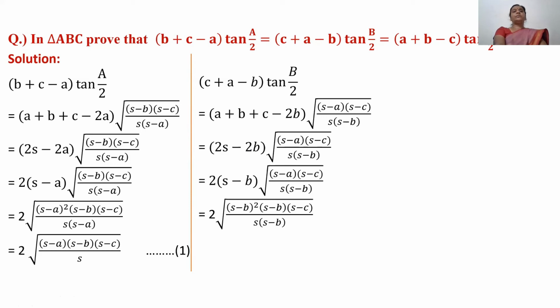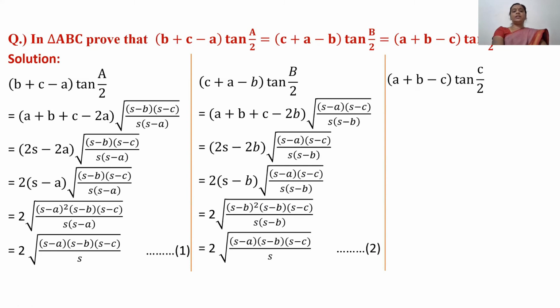Therefore, this term becomes equal to 2 times under root S minus B square into S minus B, S minus C divided by S into S minus B. Then this S minus B gets cancelled with this S minus B, and this will be equal to under root S minus A, S minus B, S minus C divided by S. Treat this as equation 2.